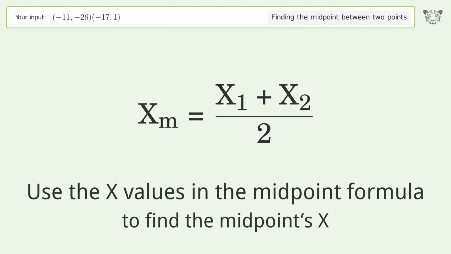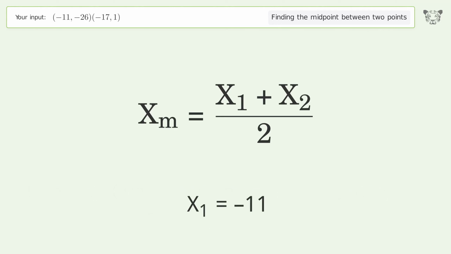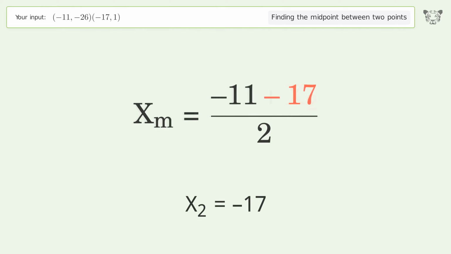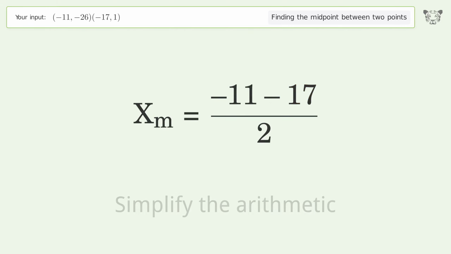Use the x values in the midpoint formula to find the midpoint's x. x1 equals -11. x2 equals -17. Simplify the arithmetic.